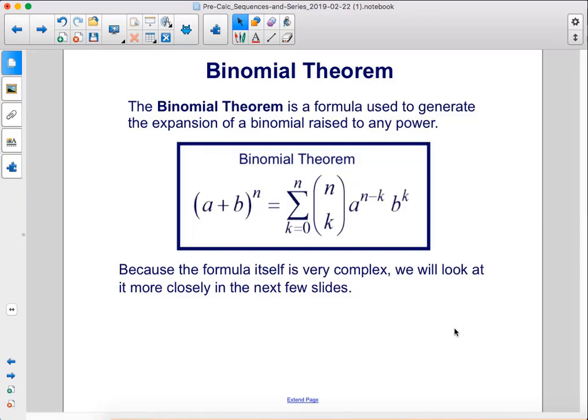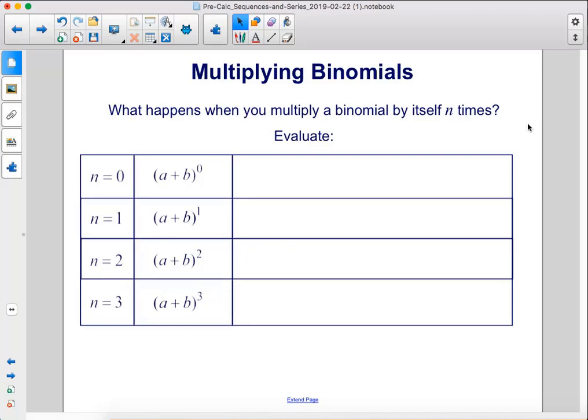The binomial theorem is a formula used to generate the expansion of a binomial raised to any power. Because the formula itself is very complex, we will look at it more closely in the next few slides. What happens when you multiply a binomial by itself n times?